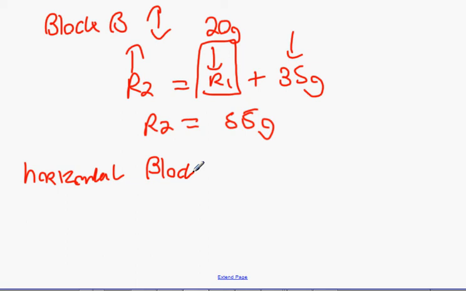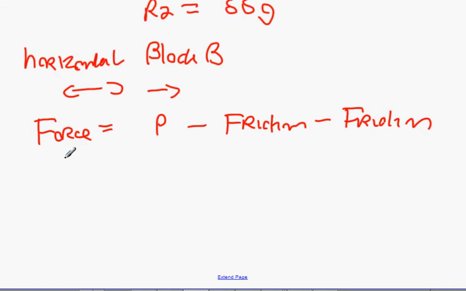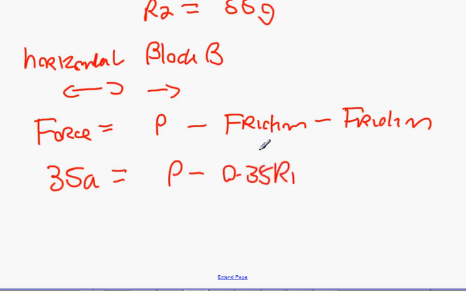Now we're going to do the horizontal for block B, going left to right. Force equals mass times acceleration, which is 35A. What's driving it to the right is the force P. What's stopping it is friction, and there's another element of friction also opposing it. It's going to be P minus 0.35 R1. Remember, friction is mu R. And then it's 0.3 times R2.